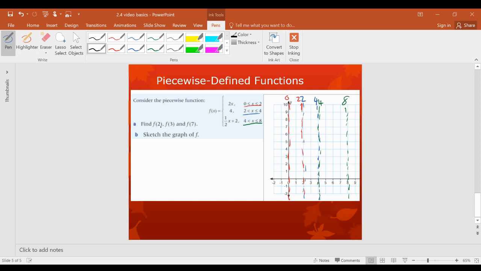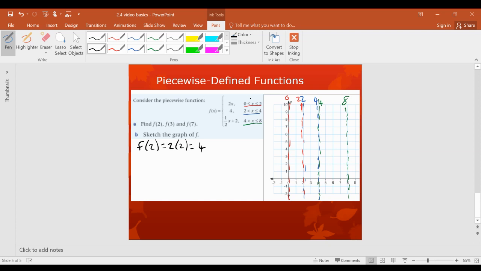So first thing I'm going to do for my first input here is just figure out, okay, where is 2 in the domain? And that's going to tell me which piece of the function to use. So because 2 is in that first inequality, I'm going to use the first function here. So 2x, when x is 2, I'm just going to plug in 2 for that function, and that gives me 4 as the output.